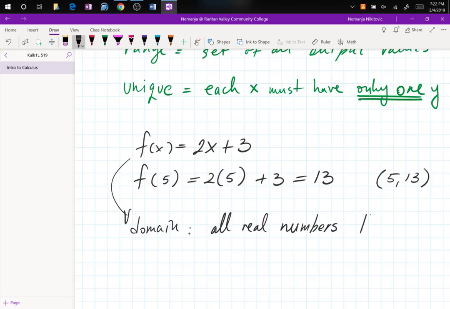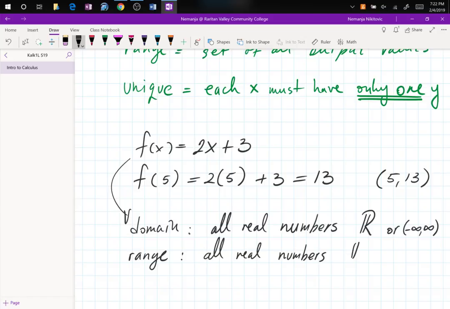In your pre-calculus course, you either use the double bar R or you use negative infinity to positive infinity. I don't care which one you use. Range is, again, in this case, all real numbers. Double bar R.